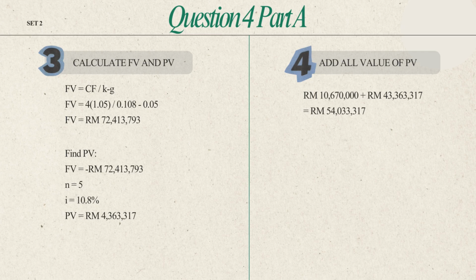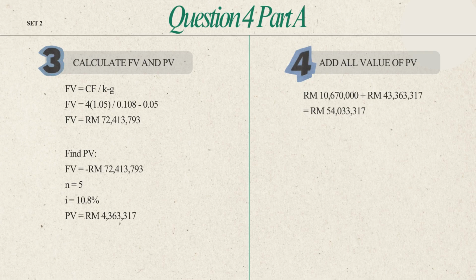For the third step, we need to calculate the future value and the present value. We calculate future value by using FV equals CF divided by K minus G. So we input all the info, where FV equals 4 times 1.05 divided by 0.108, which is the required return on asset, minus 0.05, which is the growth rate. So we will get the future value as 72,413,793.